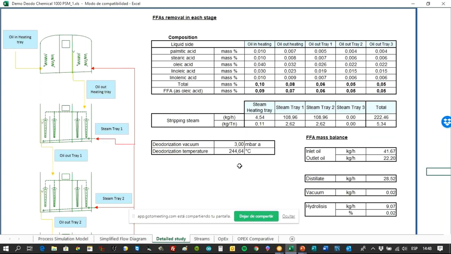This one could be useful because we can avoid going with the oil to the last, in this case the deodorization tray 3. And by doing this, in a way, we are also reducing the deodorization time, I mean the contact time inside of the deodorizer. And this could be also useful in case we want to reduce the cis-trans isomerization, okay? This second strategy.